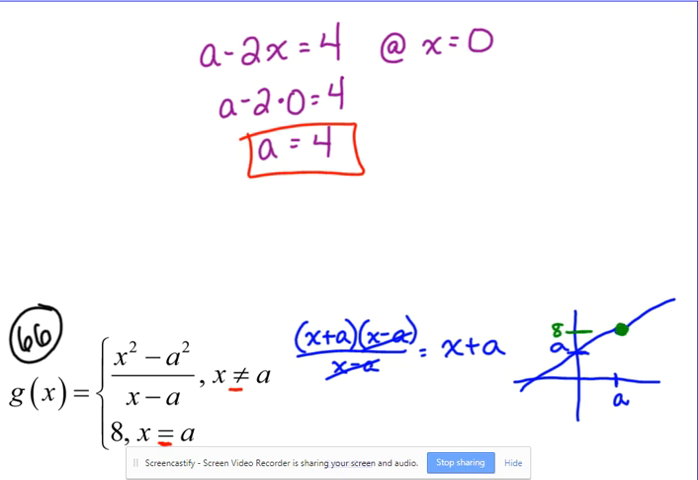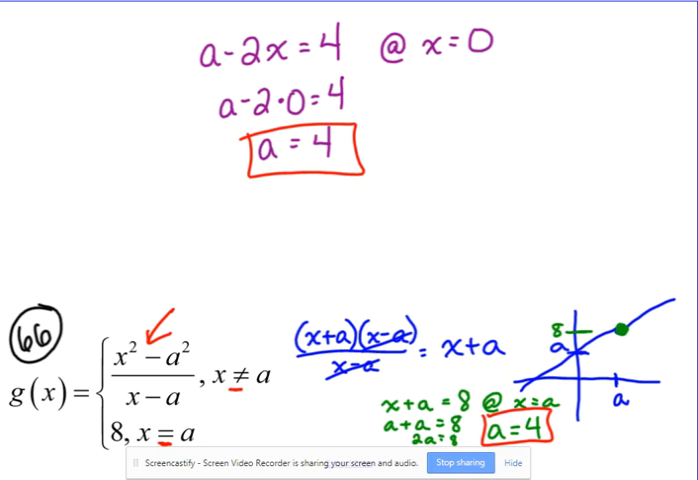So let's take this equation, x plus a. It's got to equal 8 at x equals a. So plug in a for your x. 2a equals 8, that says a equals 4 again. And you can check that as well. Plug in 4 for a into your equation right here and see if that doesn't have a y value of 8 when x equals 4.